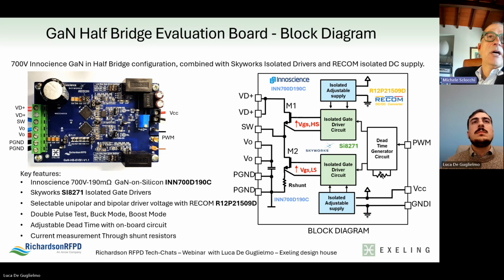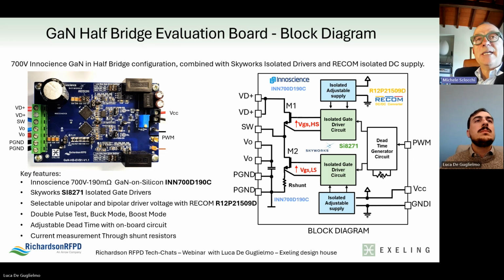To power the gate driver, we picked the isolated DC-DC module from RECOM with a very low parasitic capacitance between input and output. The turn-on gate voltage is configurable to either 5 volts or 6 volts using a dip switch, while the turn-off voltage can be adjusted to 0 volts, -2 volts, or -3 volts, depending on specific requirement of your application. Now, back to Luca.